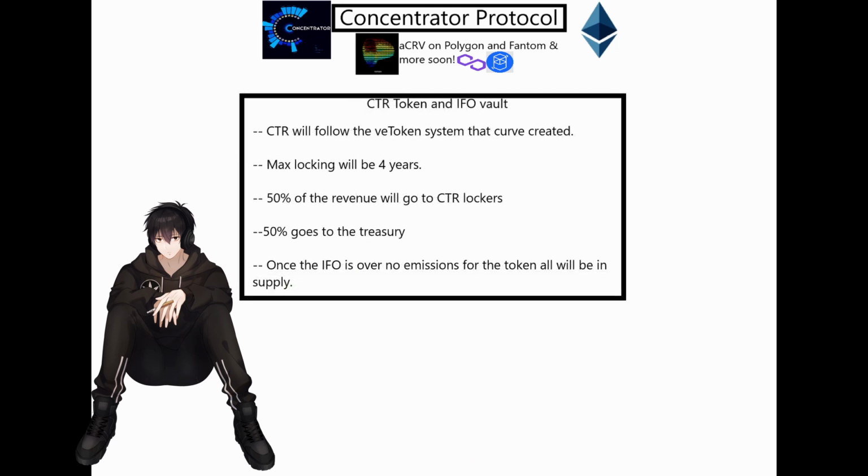Now that we've gone over the CTR token distribution, how the token is actually going to work is going to follow the veToken standard that Curve created and that the rest of DeFi is kind of following. The max locking period is going to be 4 years, and the way they will distribute the revenue is that 50% of the CTR lockers will get the income that goes into the protocol, and the other 50% is going to go to the treasury, and they plan to use it in multiple ways, but mainly they just want to cover costs and support the growth of the protocol in case something comes up. And I don't think anyone's going to really deny them that.